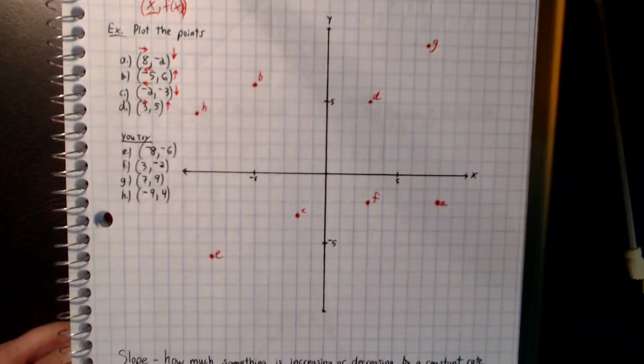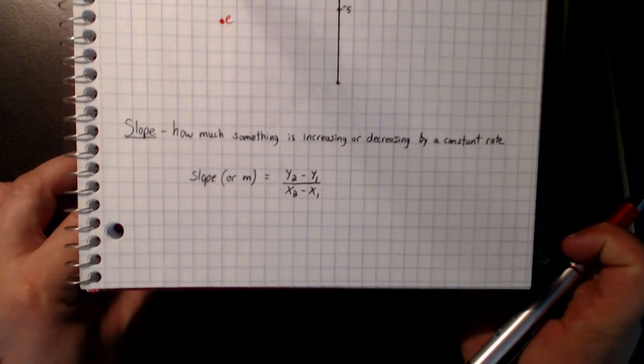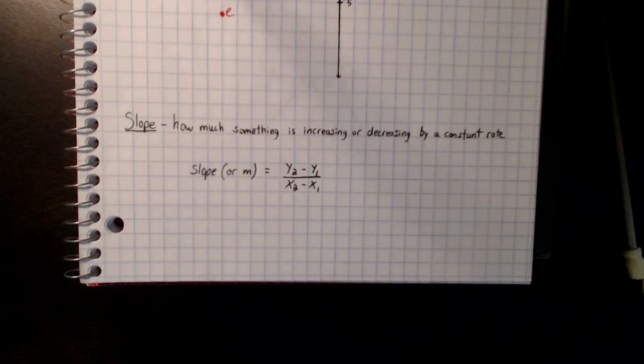Okay, let's move on to slope. Slope is how much something is increasing or decreasing by a constant rate. If you talk about, like, every week you get paid $5 and you put it into a bank and you started with 20, how much will you have, right? You can write a system including slope with that, and you can calculate how much money will be in your little bank, right? That's what slope can do for you.